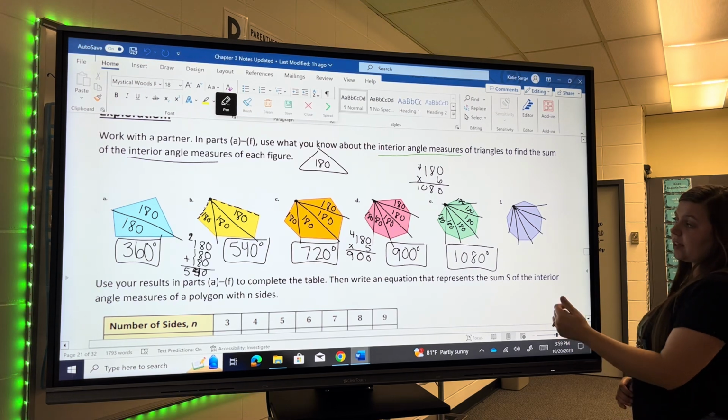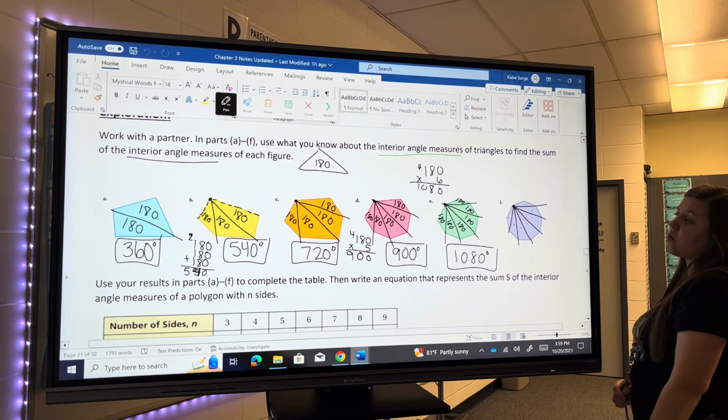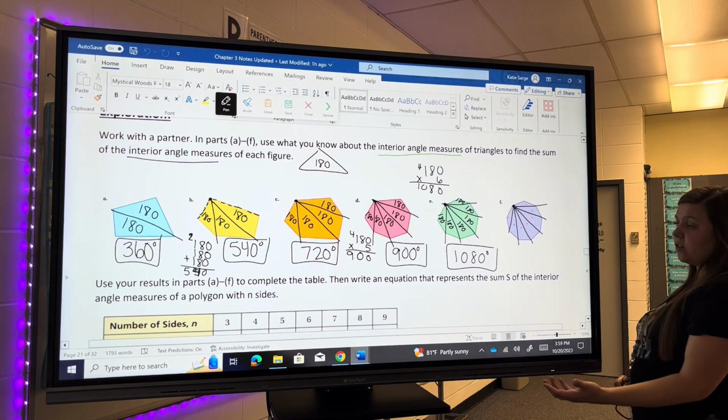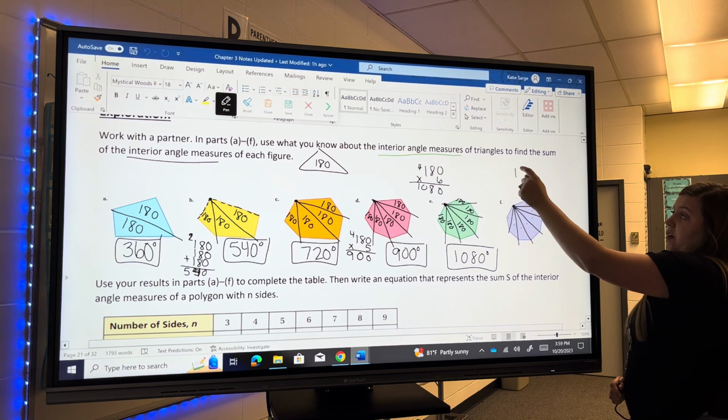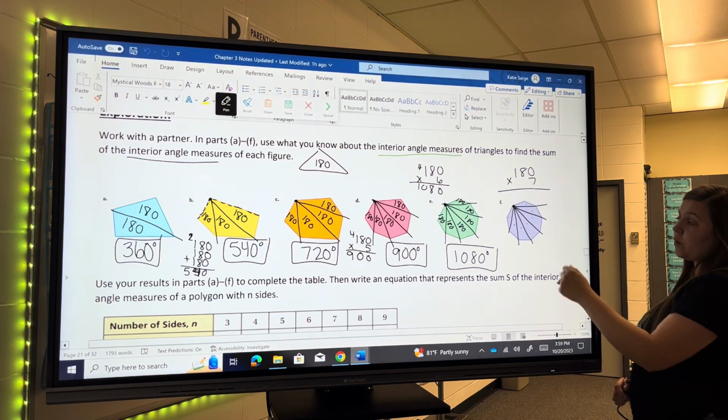So how many total did that create? 1, 2, 3, 4, 5, 6, 7 total triangles. All of those are 180 degrees, so we can do 180 times 7. And what are we gonna get?